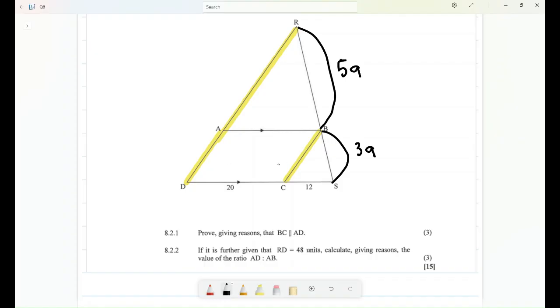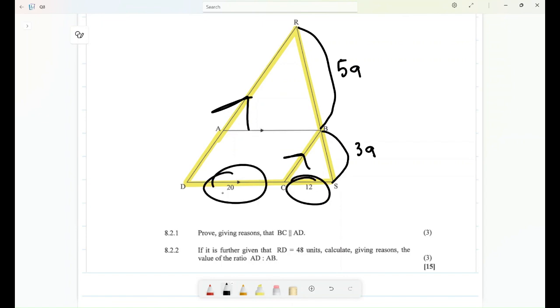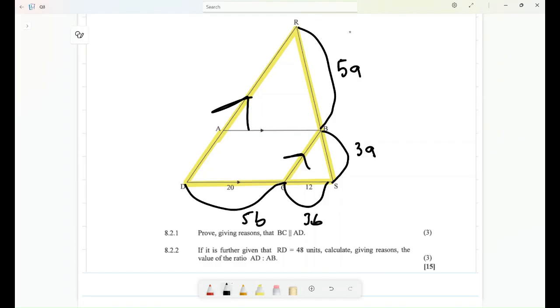Now, can you see that I'm going to have a closed triangle like that? Remember, I'm trying to prove that these two are parallel. If the ratio of this to this gives us something like 5b and 3b, can you see now it is equal to the ratio of this to that? So it means the lines are parallel.